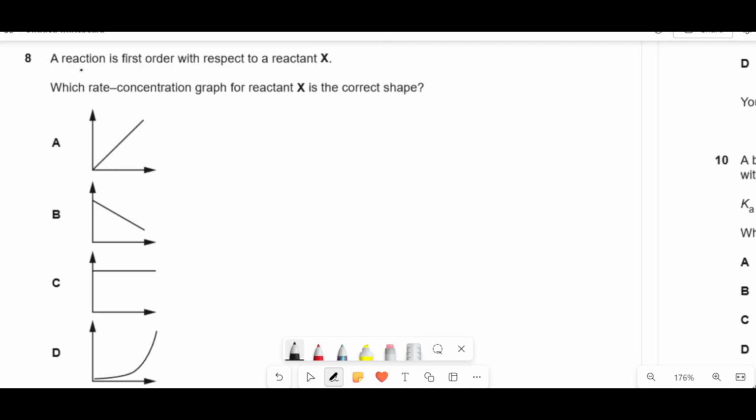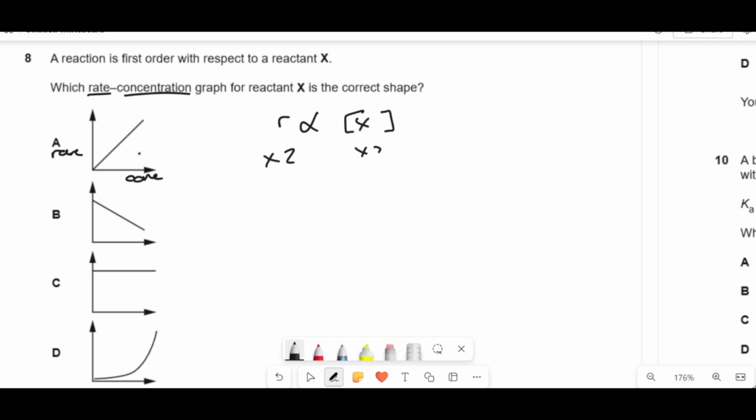A reaction is first order with respect to reactant X. Which graph of rate against concentration is the correct shape? So you've got rate and concentration here. If it's first order, what it means is that the rate is proportional to the concentration of X, meaning that if you double this, this doubles as well.